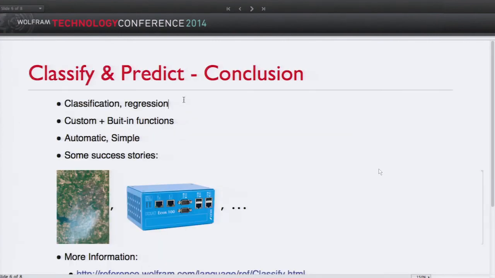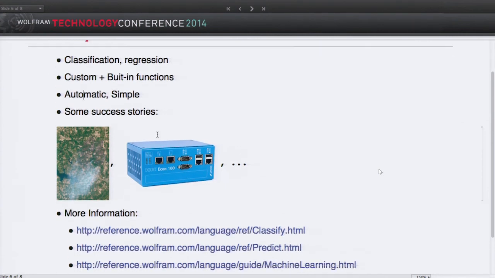To conclude about classify and predict, these are simple, high-level functions to do classification and regression. You can have custom functions, you can use built-in functions, and what we really try to do is make functions that are simple and automatic, so that everybody can use them. There are some success stories of people who didn't know anything about machine learning, and even after using it, they still don't know anything about machine learning. But they managed to make their project work with that.